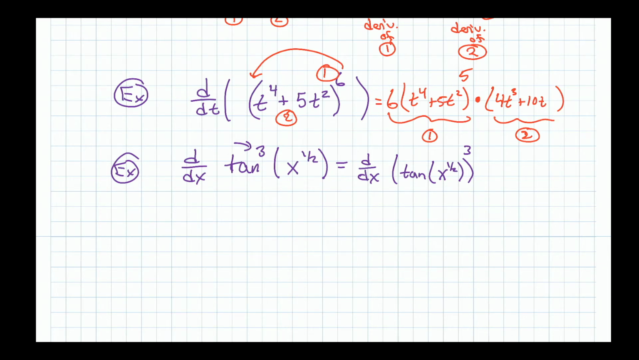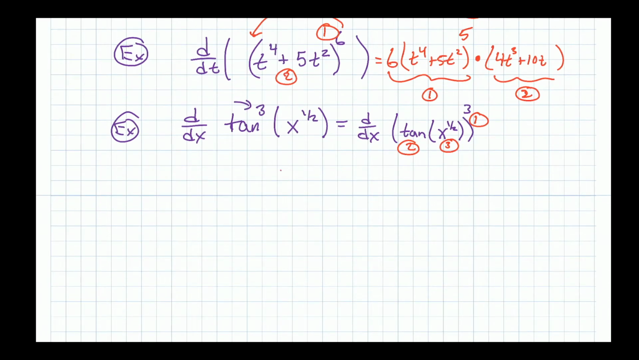And let's number them. So the outside function is that cube. Inside of the cubing function is the tangent. Inside the tangent is x to the 1/2, right? So there's a function in a function in a function. It's a cube and then a tangent and then an x to the 1/2. And then you go to take that derivative. Again, we're going to have a first derivative, and then a second one, and then a third one because we're doing 3 chained.